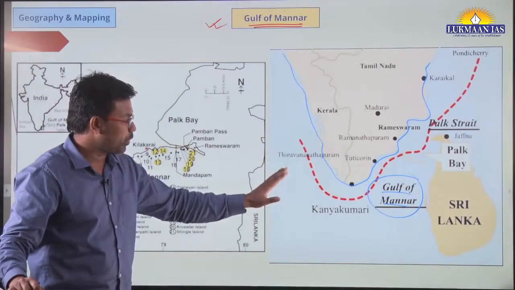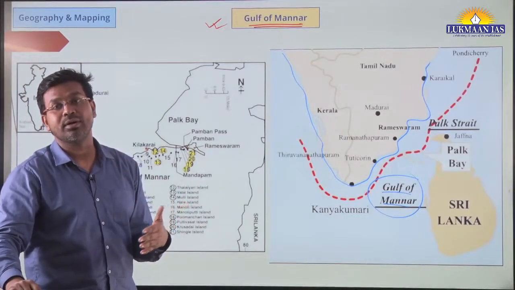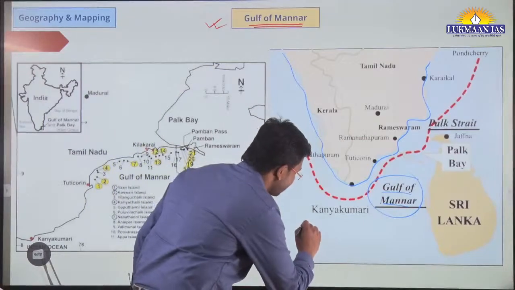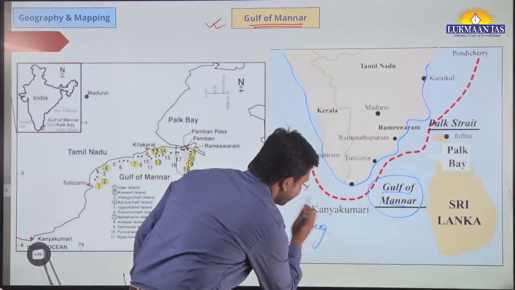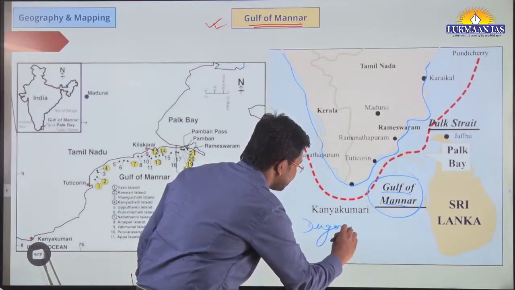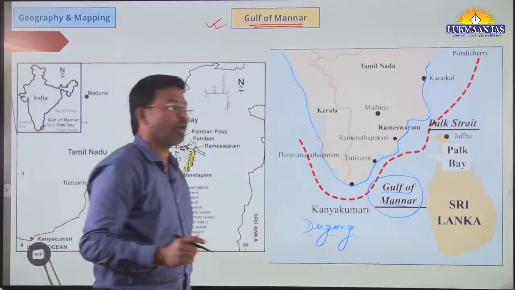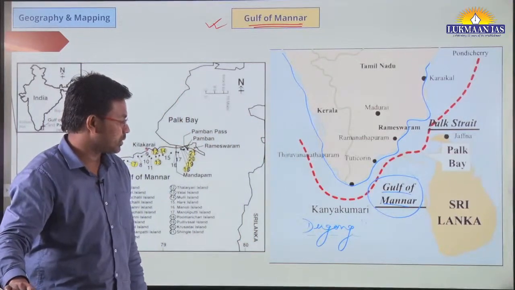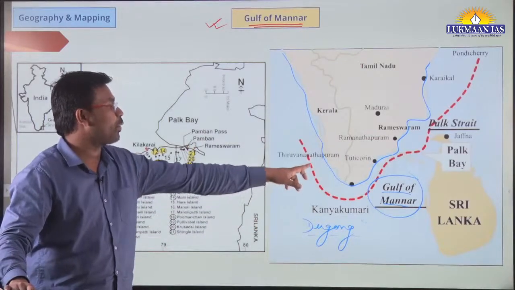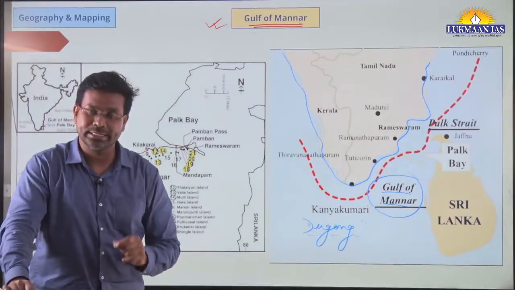Here we find various species that are not found elsewhere. For example, there is a species which is known as dugong. Dugong is also known as sea cow. So dugong is found in the Gulf of Mannar. This is a protected species.